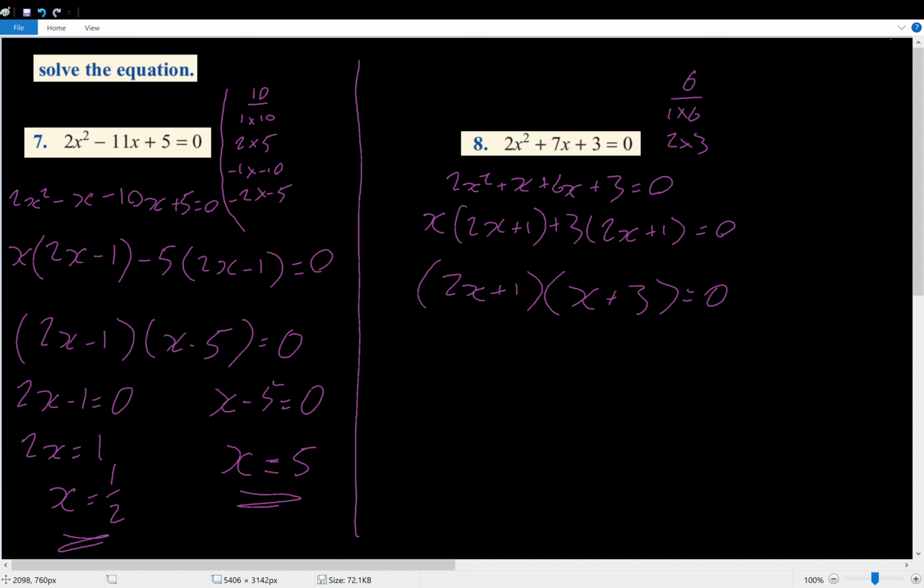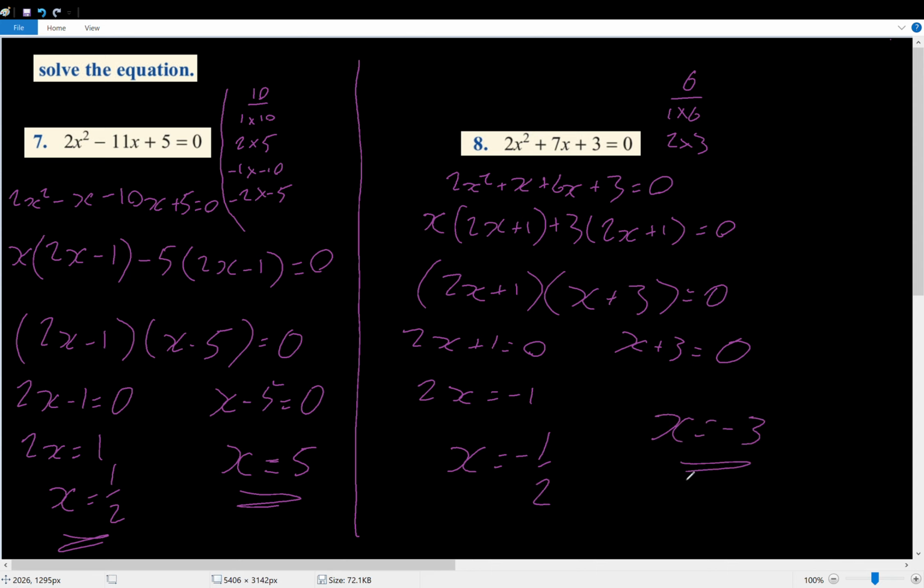And same as last time, we're going to set each bracket separately equal to 0. So we get 2x plus 1 equals 0, and x plus 3 is equal to 0. In which case on the left we're going to get 2x equals minus 1, so x is equal to minus 1 half, and on the right we're going to get x equals minus 3. And those are our two values for x in question 8. And that is that.